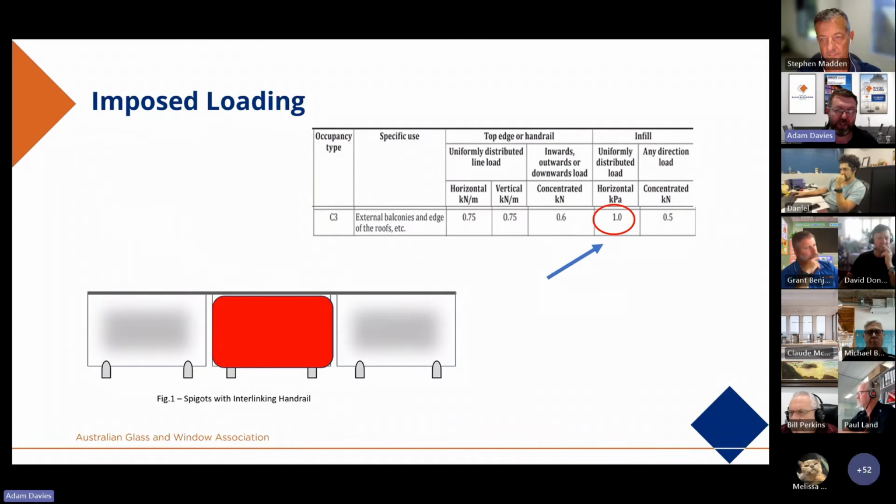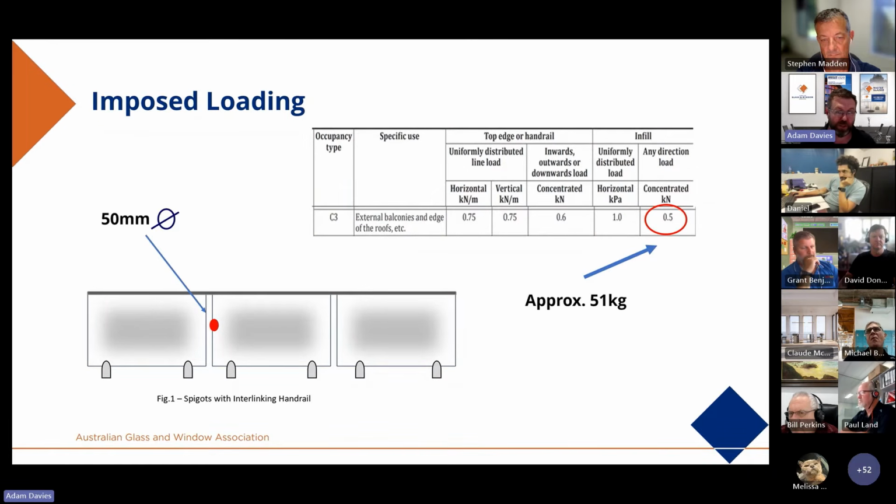And in the case of C3, there are 2 types. There is a uniformly distributed load, which in this case is 1 kPa. So that's a pressure applied over the surface of the barrier. And there's also an additional concentrated load. Now, in the case of this particular setup used in this example, that load application would be mid-span on the end of the panel, because that is the most vulnerable position for that infill load.